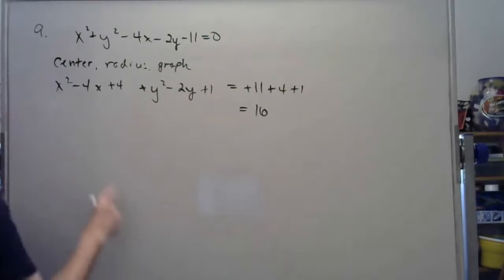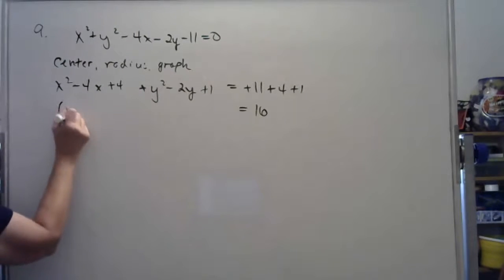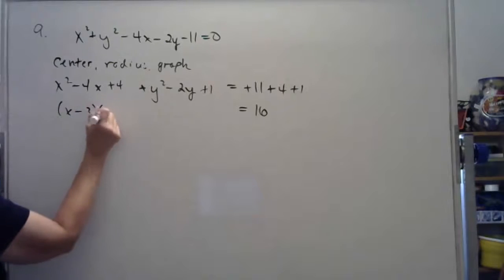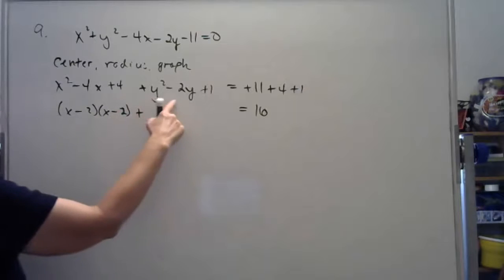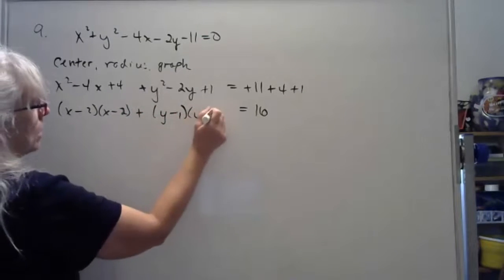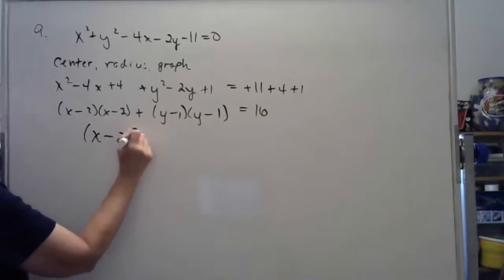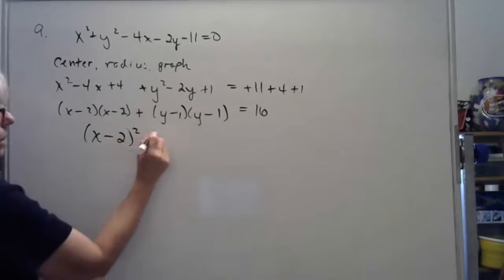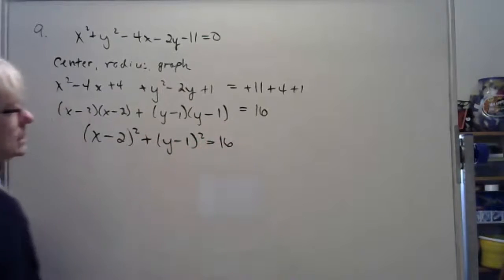On the left side, I need to factor x squared minus 4x plus 4. Well, that factors into x minus 2 times x minus 2. Y squared minus 2y plus 1 factors into y minus 1 and y minus 1. So when we're done with our algebra, we have x minus 2 quantity squared plus y minus 1 quantity squared is equal to 16.